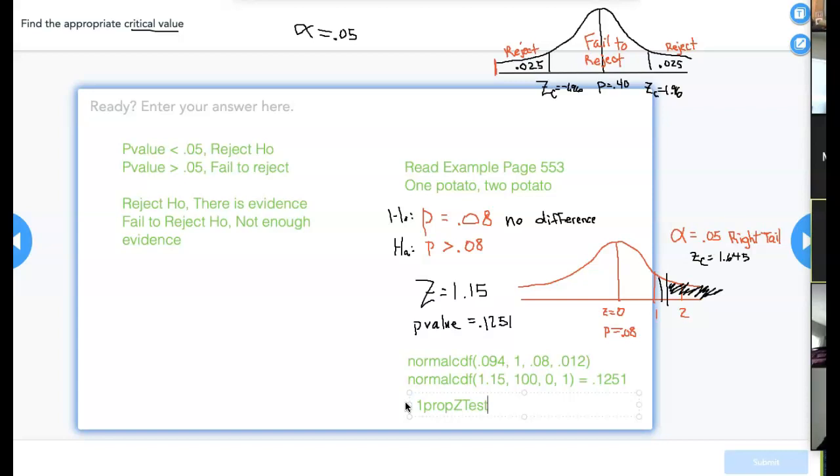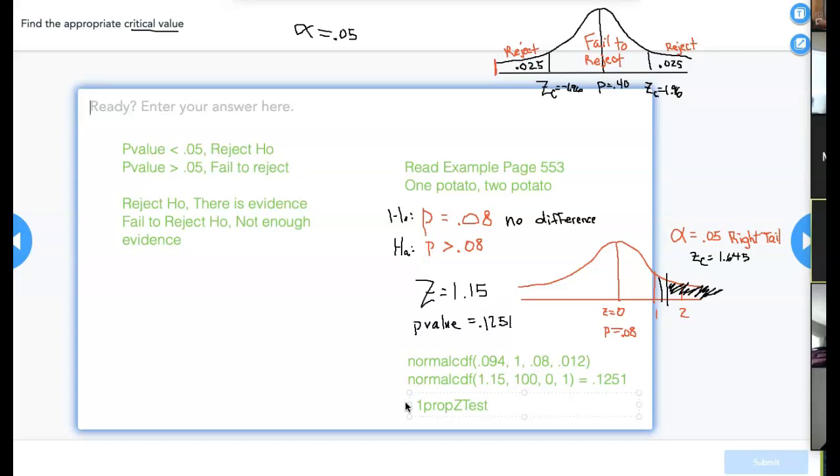So I got my z-score 1.15, my p-value 0.124, sample proportion 0.094. But I wanted to draw. I'm going to go to one prop z test and draw it. You have to turn your plots off if you want to draw it. It's going to draw a normal curve, and it shades the area under the curve. It gives us the z-score 1.15. It gives us the p-value 0.1243.